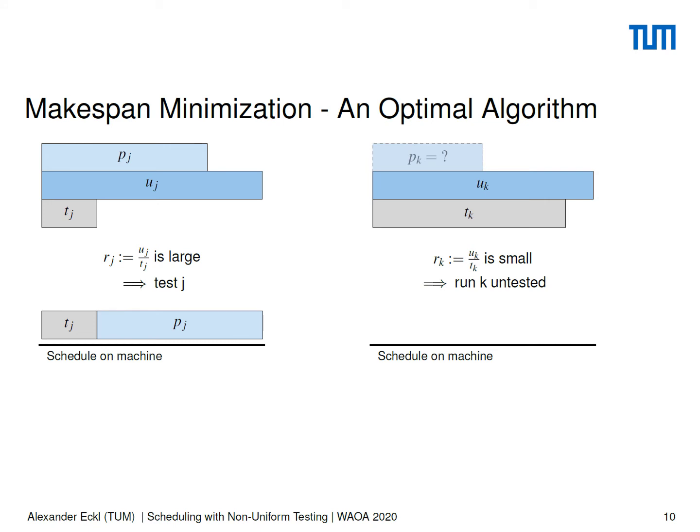Now, if the optimum was actually also testing the job J, then this is optimal. But on the other hand, we have a problem, because that leads to a bad case. The algorithmic time, so the time that the algorithm needs to schedule the job, is Tj plus Pj.